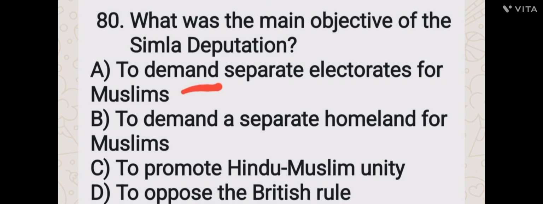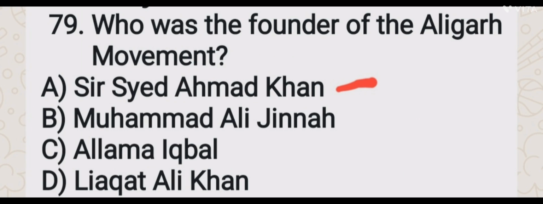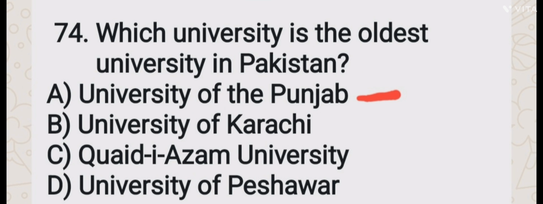What was the main objective of the Simla Deputation? Option A, to demand separate electorate for Muslims. Who was the founder of the Aligarh movement? Option A, Sir Syed Ahmad Khan. Which university is the oldest university in Pakistan? Option A, University of the Punjab.